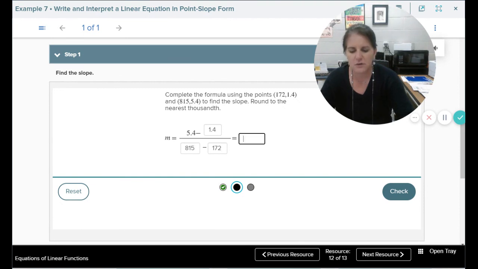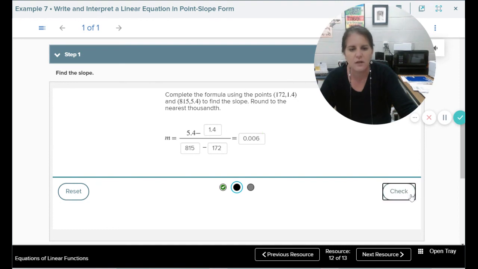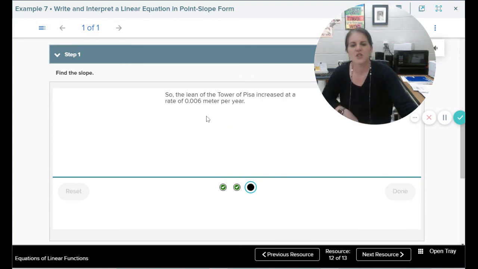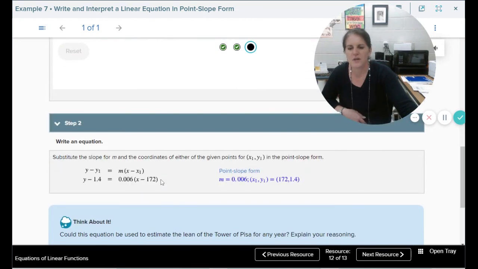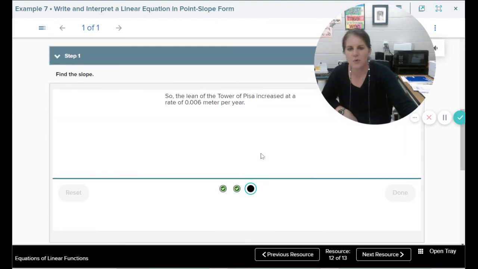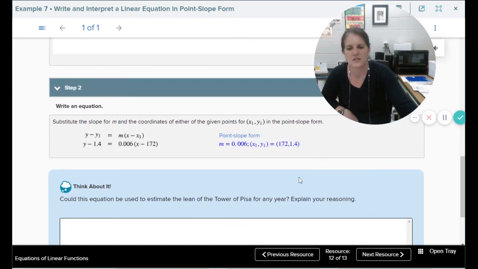Is 0.0062. So if I want to round to the nearest hundredth, that would be 0.006. To the nearest thousandth, if I did the hundredth, I'd have to do 1. But we did to the nearest thousandth, so it'd be 6. And then, so the lean of the Tower of Pisa increased at a rate of 0.006 meter per year. Okay, so now we want to write an equation. Now that we know the slope, we can grab one of those points, either one that we want. They chose (172, 1.4), plugged it in, and now we have an equation in point-slope form.